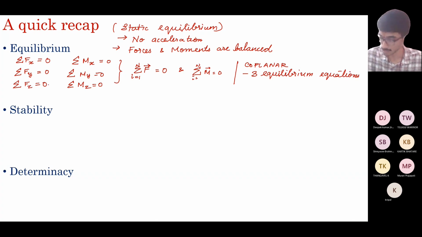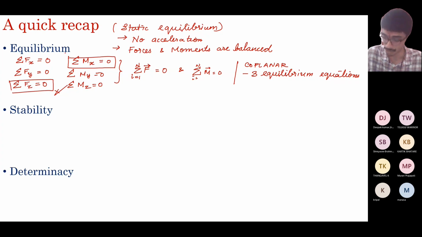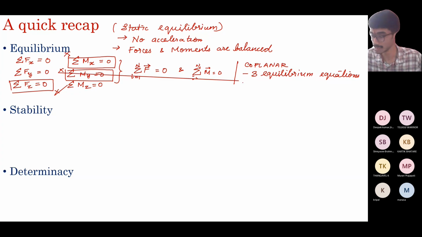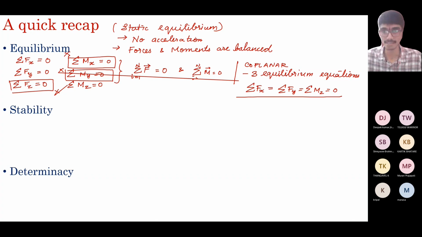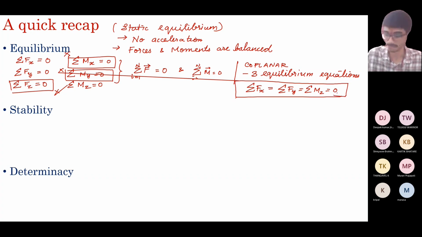So how does that happen? You just knock out sigma fz equal to 0 because the z direction doesn't exist. Rotation about x involves movement in the z direction. So you can strike off this and this. So basically, you will have just 3 equilibrium equations, which are sigma fx is equal to 0, sigma fy is equal to 0, and sigma mz about z equal to 0. So these 3 equilibrium equations are both necessary and sufficient for the equilibrium of a planar structure.